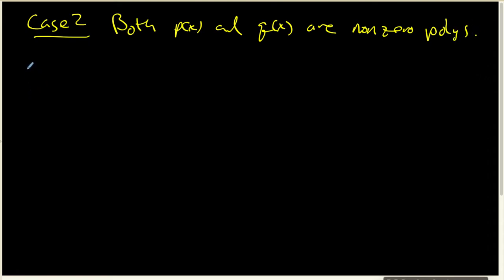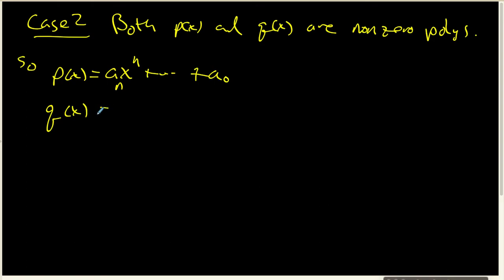And what does that mean? That means that I can write p of x as some leading coefficient, I'm going to call it a sub n, times x to the n, all the way down to its constant term. Q of x is equal to, say, b sub m times x to the m, plus all the way down to its constant term. And it's worth noting that the n or the m might be equal to 0, and we might get a constant, but that's not a problem.